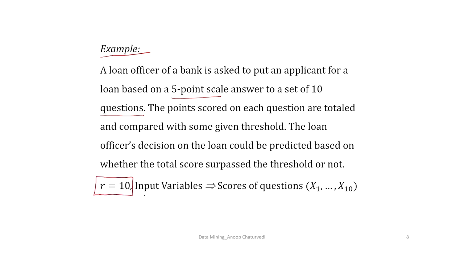Then your input variables are the scores of the questions. You have x1, x2, and so on, x10. These are the input variables. You simply add all these input variables, and if the sum is greater than or equal to the threshold value, then the applicant may be given a loan, otherwise not.